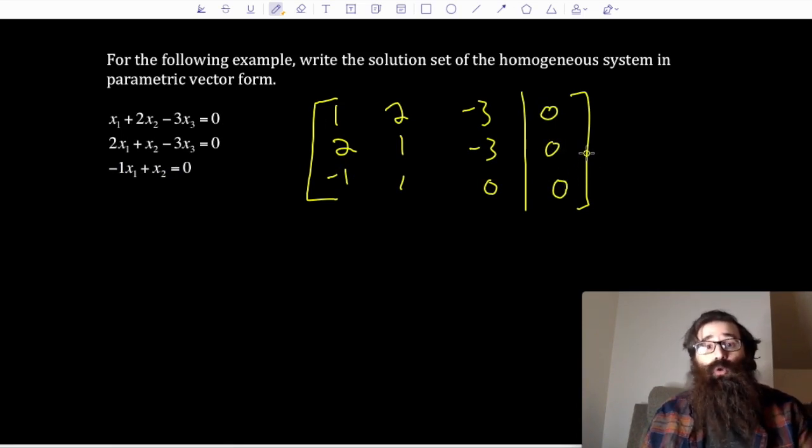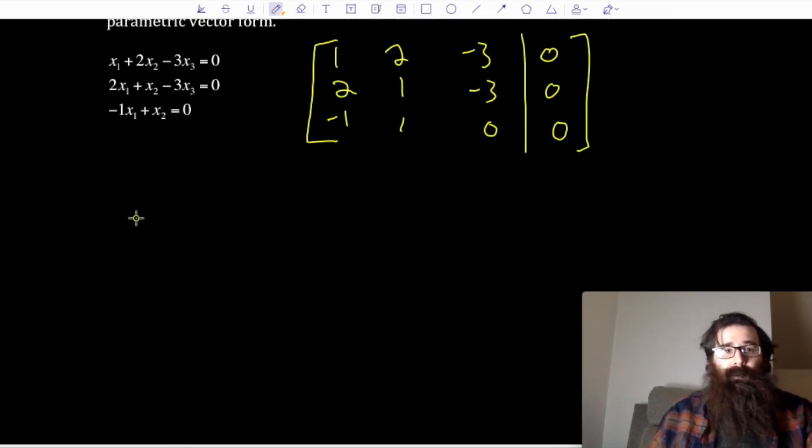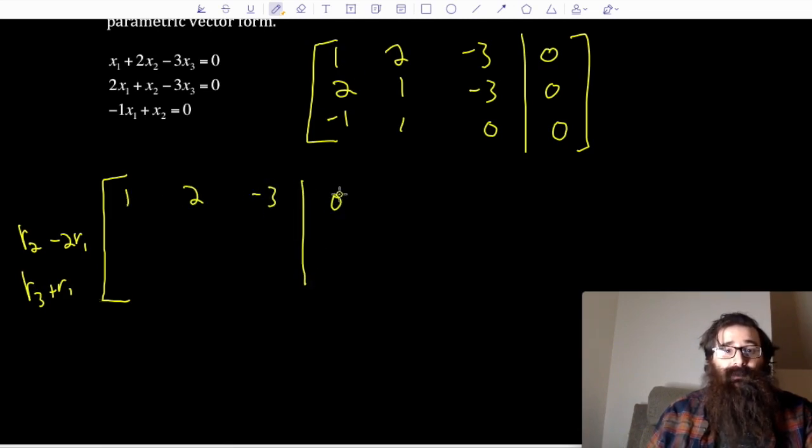Now I want to start row reducing, so it isn't until I start building my solution that I can think about the parametric vector form. So let's start with some row operations. I can use this 1 in the upper left corner to get zeros underneath it. So there I'd want to replace row 2 with row 2 minus 2 times row 1. And I can replace row 3 with row 3 plus row 1. And let me rewrite row 1 to start. So that's 1, 2, negative 3, and then augmented with 0.